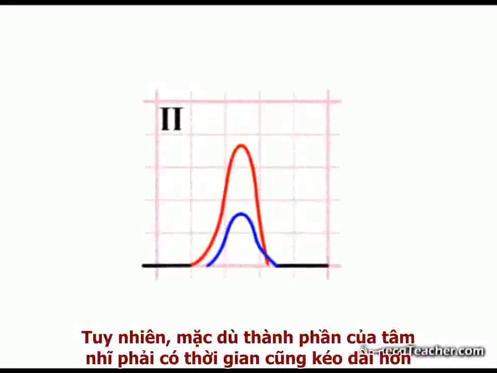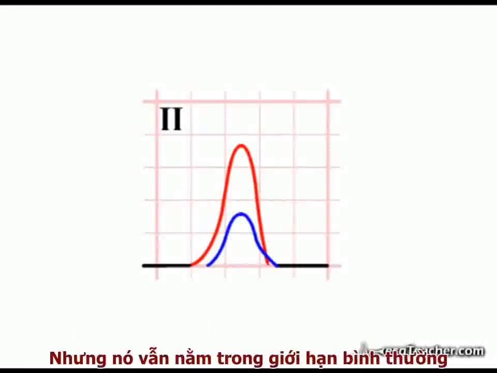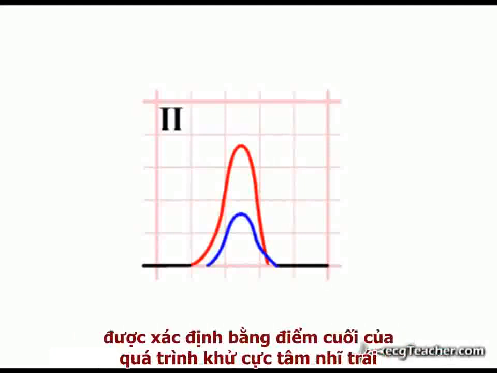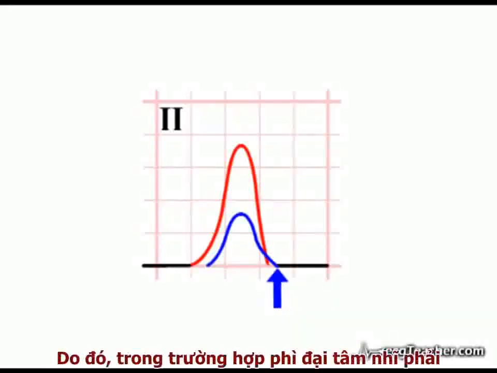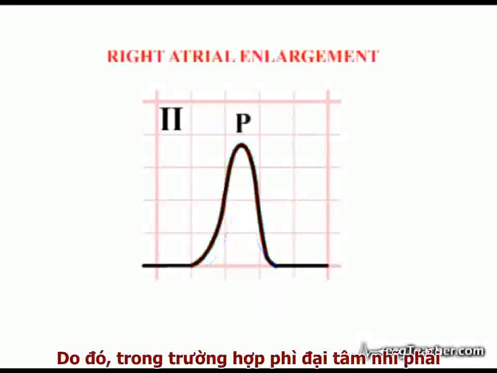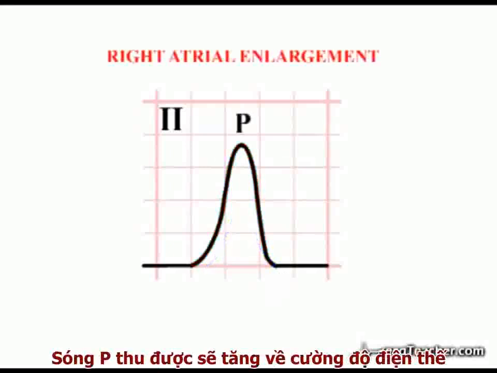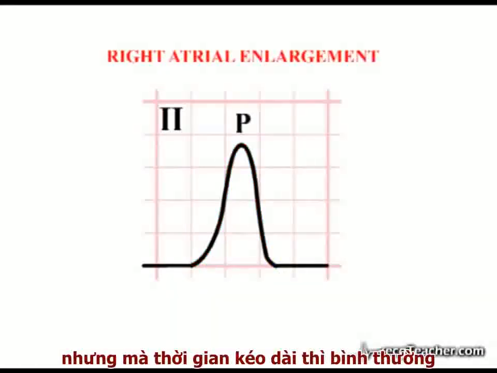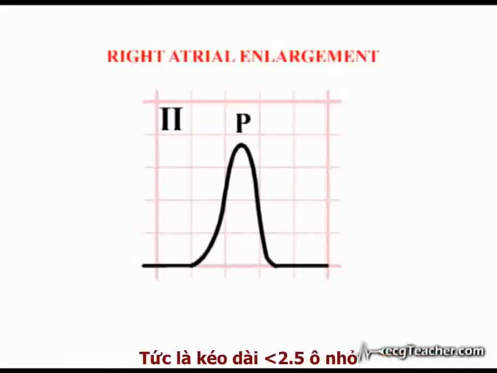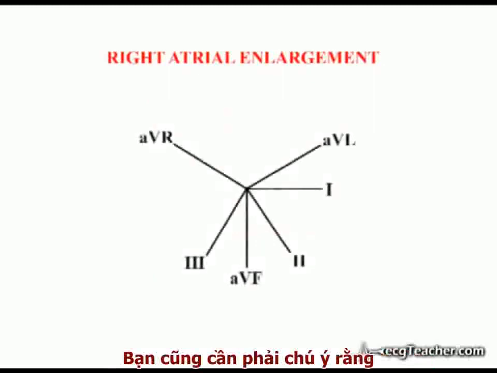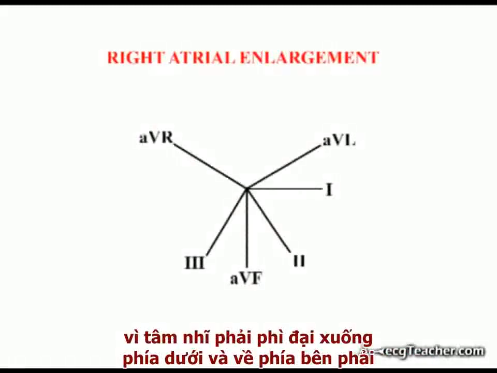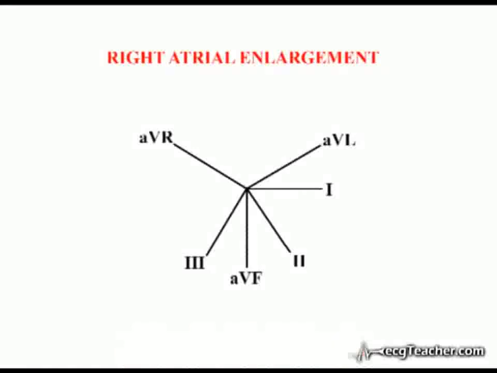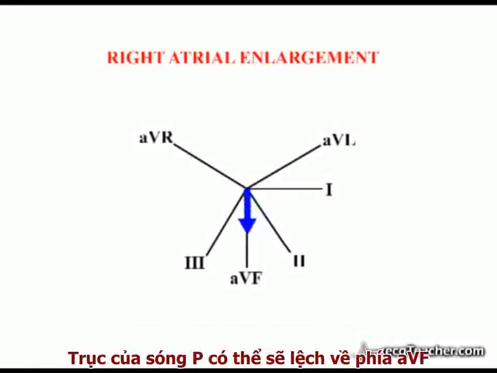However, even though the right atrial component is prolonged in duration, it still falls within the limit of normality defined by the end of the left atrial component. Therefore, in right atrial enlargement, the recorded P wave is increased in amplitude but is of normal duration, that is, less than 2.5 small squares in width. You will also appreciate that as the right atrium enlarges downwards and towards the right, the P wave axis may shift towards AVF.